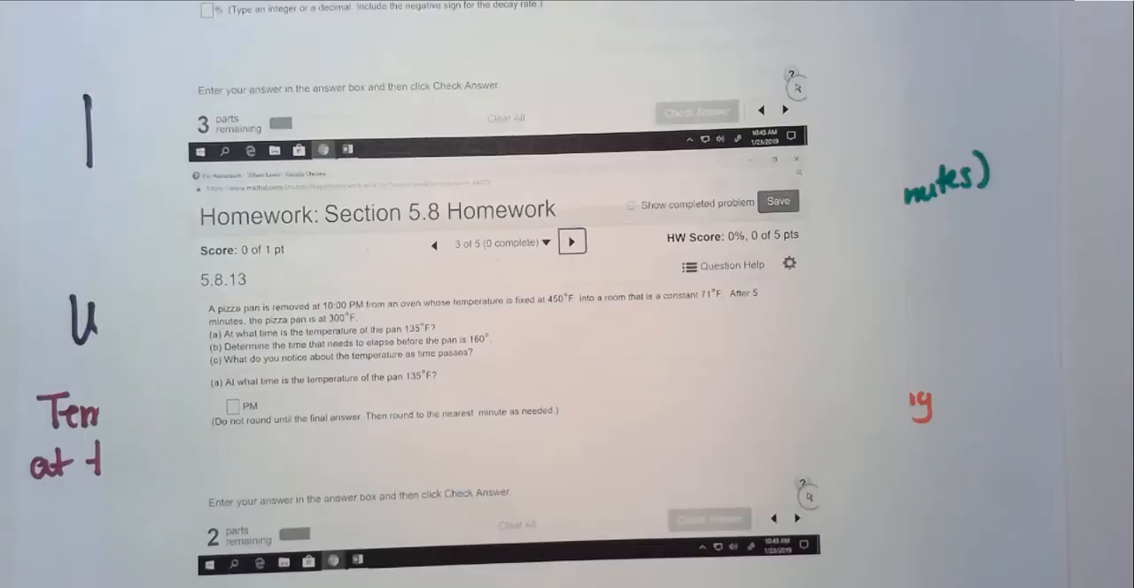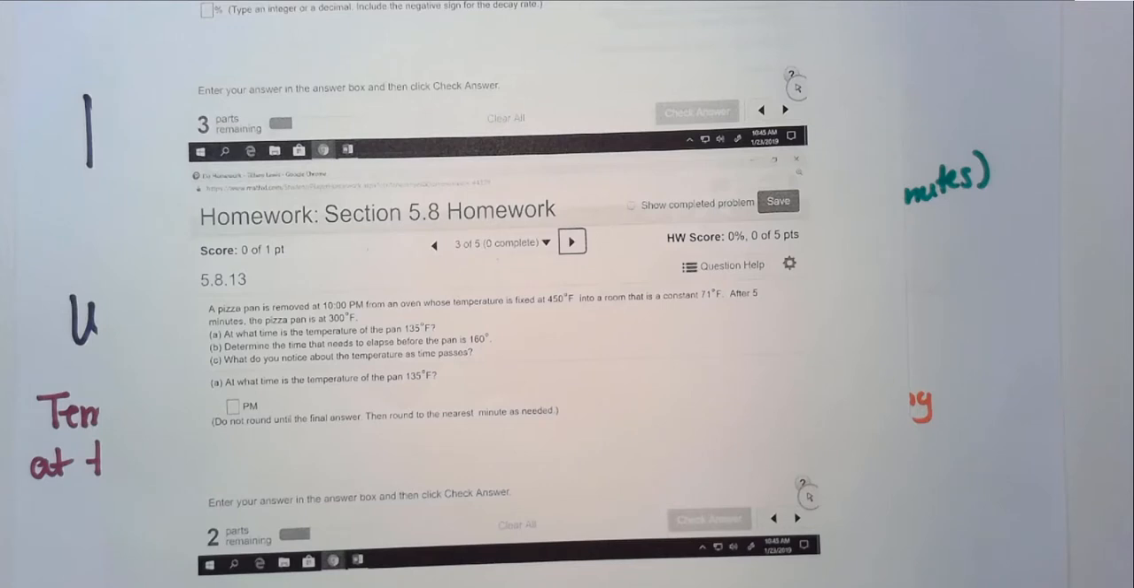All right, so the next question we have here: a pizza pan is removed at 10 p.m. from an oven whose temperature is fixed at 450 degrees Fahrenheit into a room that is a constant 71 degrees Fahrenheit. After 5 minutes, the pizza pan is at 300 degrees Fahrenheit. So we have three questions to answer here.